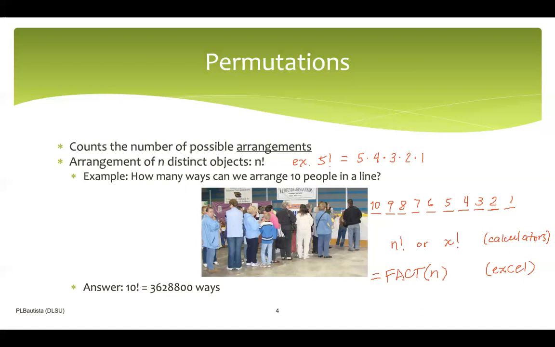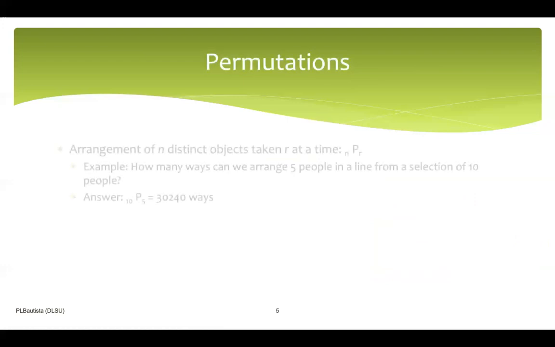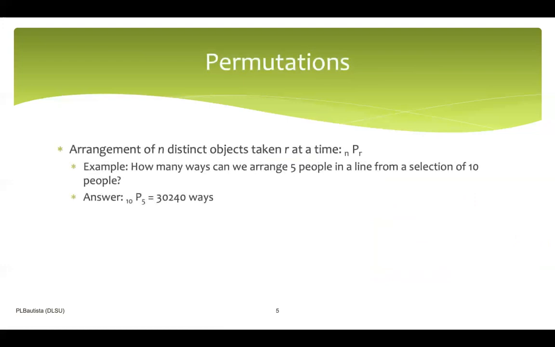Okay, so moving on, we go to the next type of permutation. This time, we are going to arrange n distinct objects, but only take r at a time. Okay, so to illustrate, in this example, the question is how many ways can you arrange 5 people in a line from a selection of 10 people? So you still have 10 people to choose from, but only 5 spots in line.